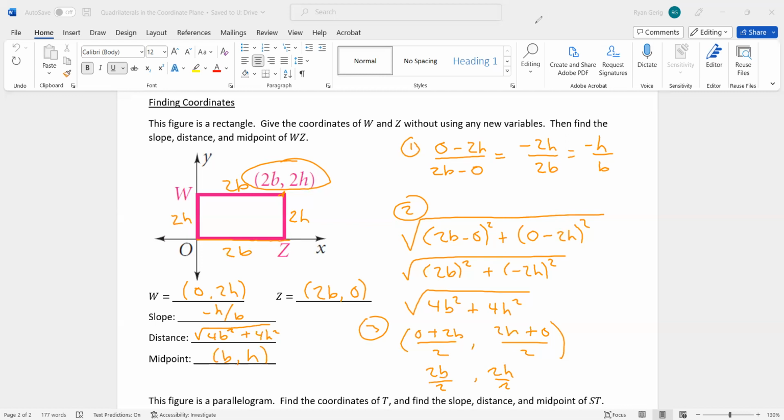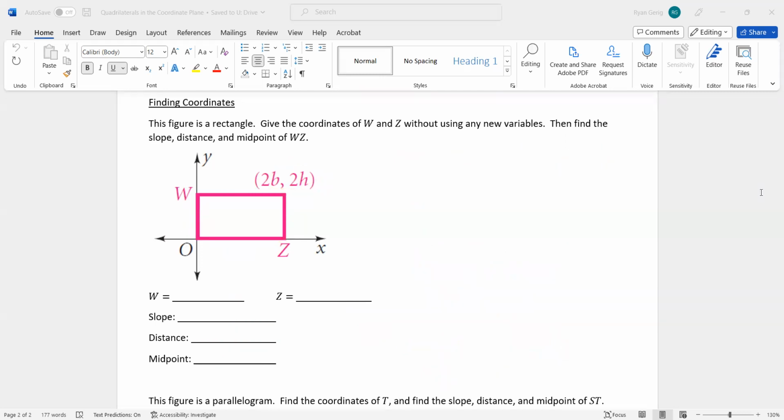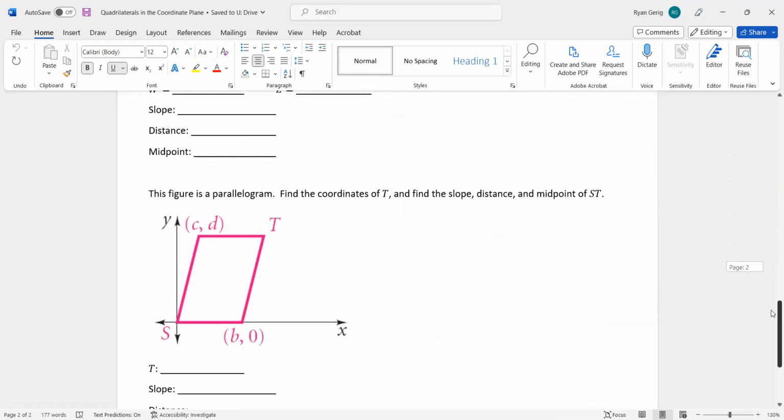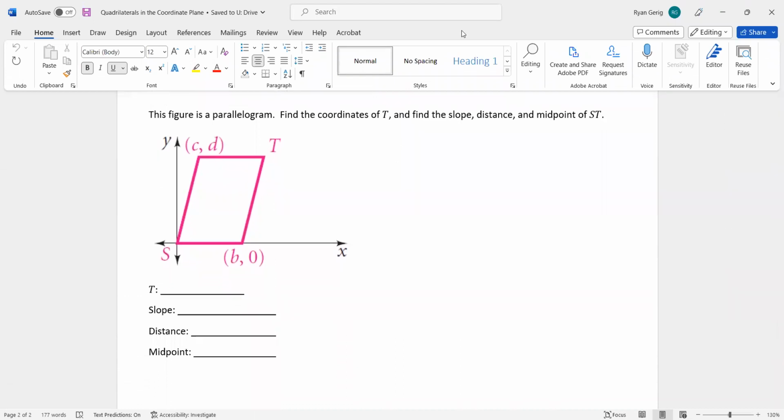But wait till you see the next one. So I'm gonna clear this. We're gonna look at the next one, the parallelogram. So this figure is a parallelogram. All right. What does that mean? How does that help me?